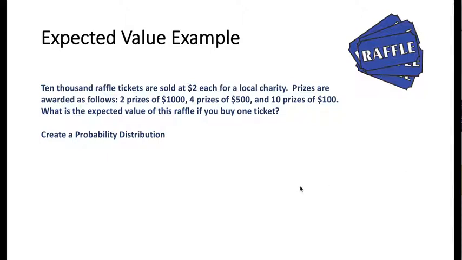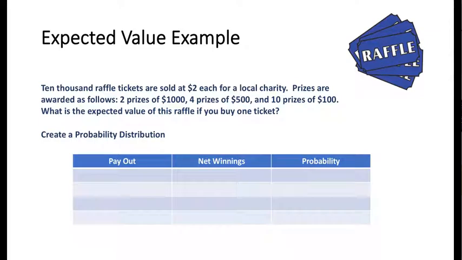So the first thing we need to do is create a probability distribution. So what I want you to think about with this problem is, what are you paying, what are you getting paid out, and what are your net winnings? And what's the probability of that happening? So let's go through it. So the tickets cost $2. And you can win $1,000, $500, or $100.